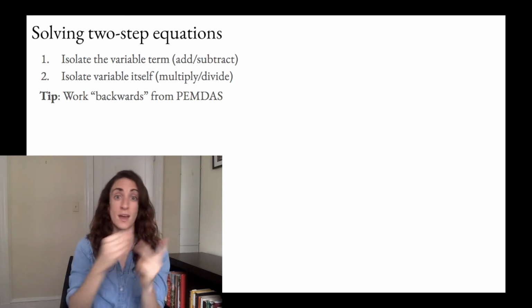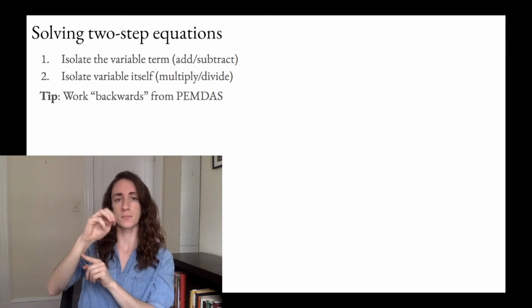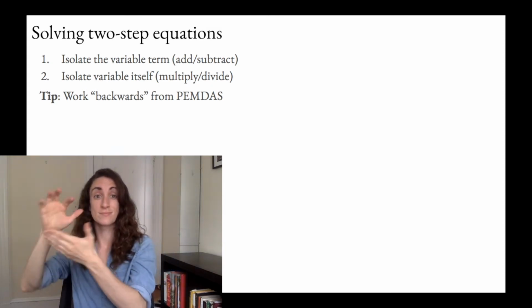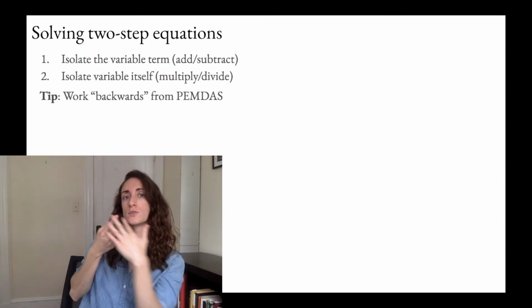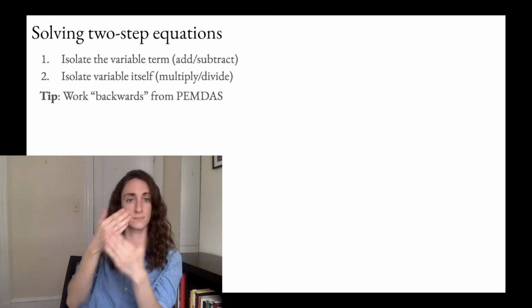So, if a two-step equation has two operations, how do you know which to do first? You can think of this as working opposite from the typical order of operations. Parentheses, exponents, multiply and divide, add and subtract. We're going to reverse that. First, we'll do the addition and subtraction, then the multiplication and division.